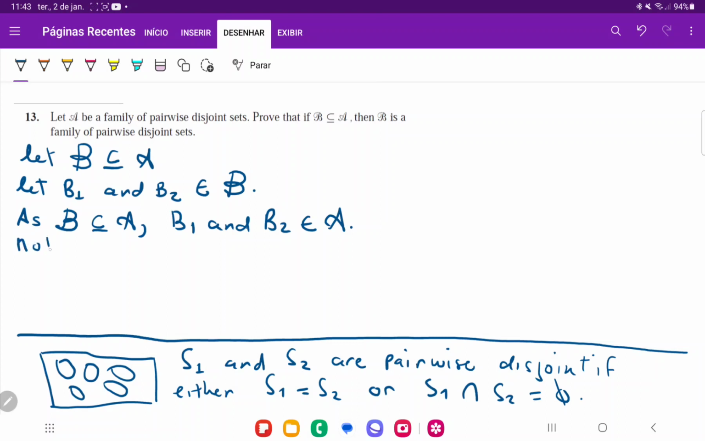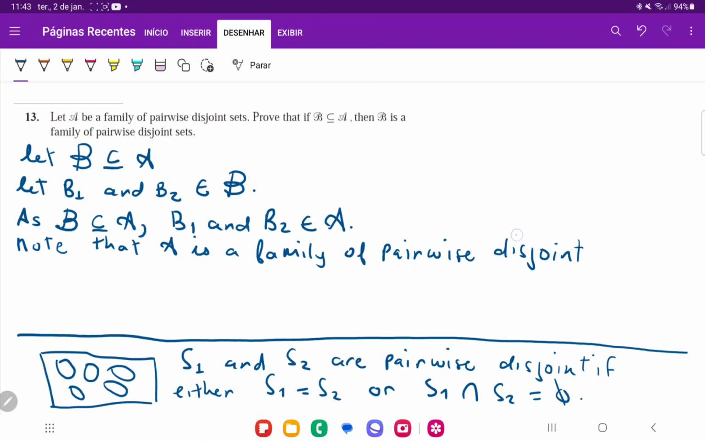Note that A is a family of pairwise disjoint sets. So because B1 and B2 belong to A, and A is a family of pairwise disjoint sets, it must mean that B1 and B2 are pairwise disjoint. So B1 is equal to B2, or B1 intersection with B2 is empty.